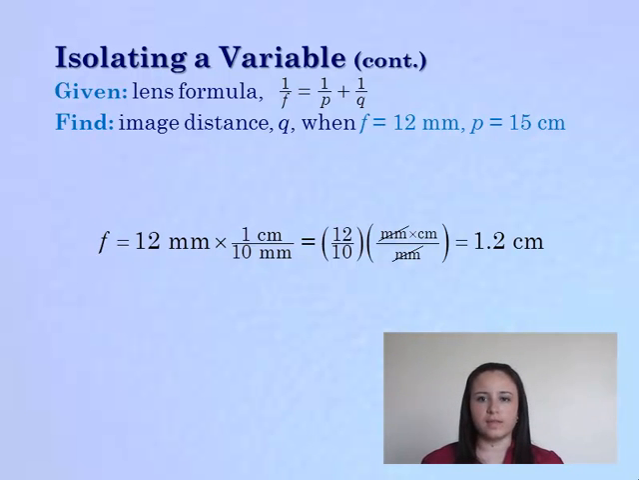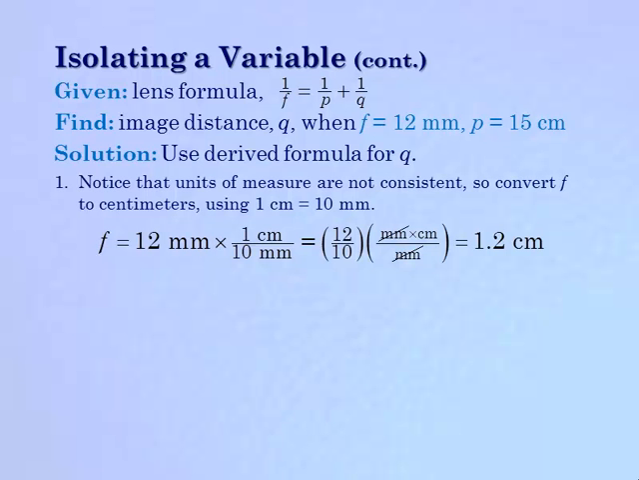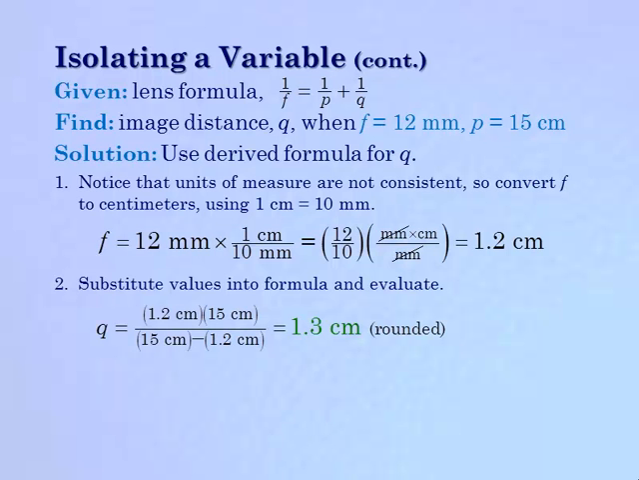So suppose we have to find the image distance Q when F is equal to 12 millimeters and P is equal to 15 centimeters. We can use our derived formula for Q instead of having to put it into the complicated formula and try to isolate the Q value. So we'll just substitute it in, but first we need to convert F to centimeters because we can't mix centimeters and millimeters in the same expression. So we'll multiply by our unit ratio of 1 centimeter over 10 millimeters, and you remember how we did that in the previous module? And we end up with a focal length of 1.2 centimeters, which you probably already knew, which is the same thing as 12 millimeters.